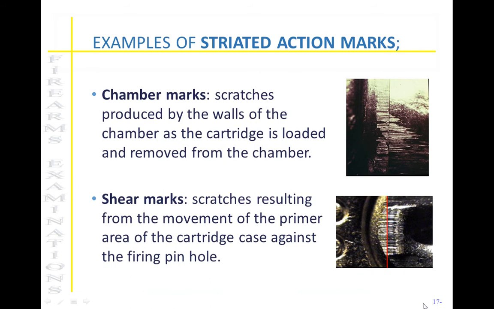So some examples of striated action marks would be chamber marks. These are scratches that are produced by the walls of the chamber as the actual cartridge is loaded into the chamber or removed from the chamber. Another striated action mark is a shear mark, which is a scratch that results from the movement of the primer area of the cartridge against the firing pinhole.